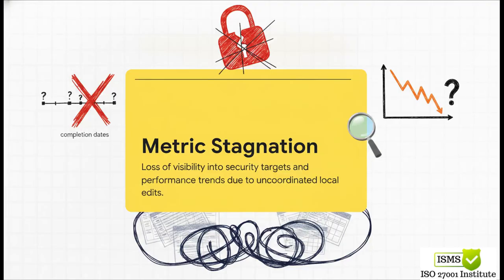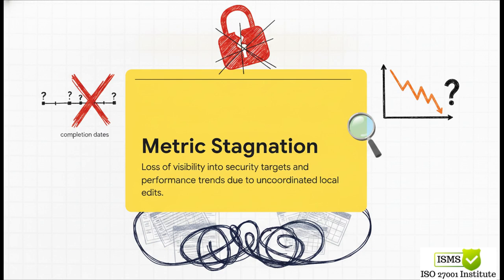And you know what that version drift inevitably leads to? Something we call metric stagnation. This is a complete operational failure where uncoordinated local spreadsheet edits cause an organization to totally lose visibility of their actual security target completion dates and their real-time performance trends. So what does this actually mean for you? It means this metric stagnation completely blinds your leadership to the true state of your information security posture. You might feel like you're secure, but the actual data you need to prove that is lost in a maze of conflicting files.